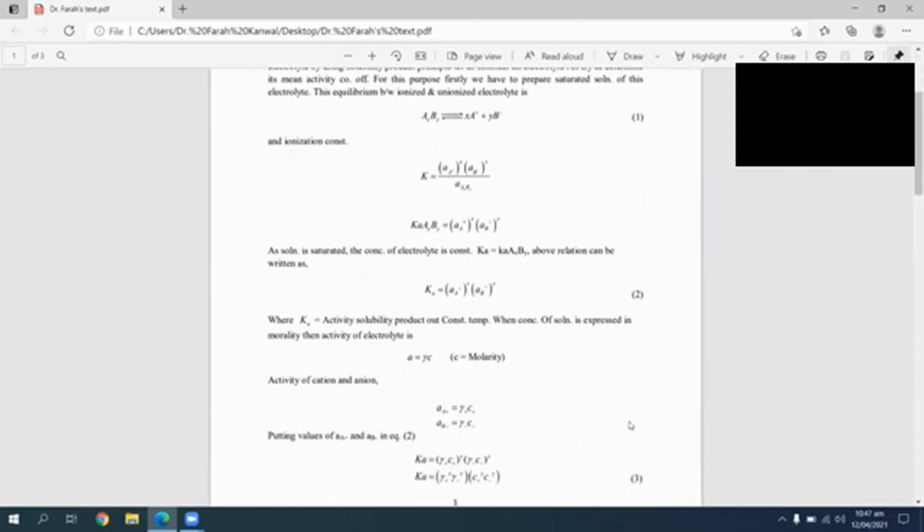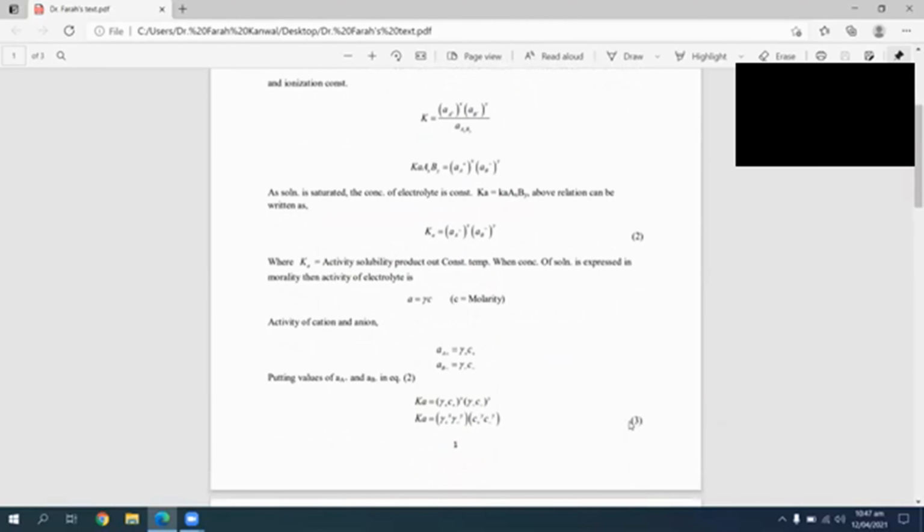Here you can see that Ka is supposed to be the activity solubility product, at a constant temperature when the concentration of a solution is expressed in molarity. Here we are talking about molarity because we are taking the concentration. Activity a is equal to gamma into C. Gamma is the activity coefficient, C is the concentration, and that concentration is in terms of molarity.